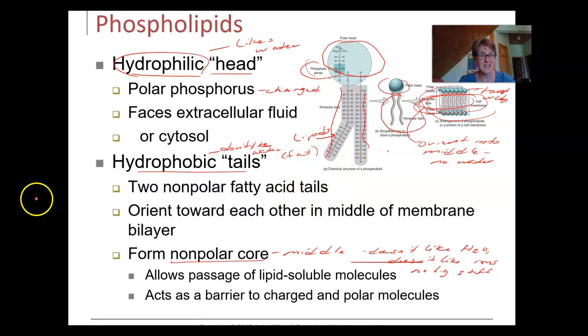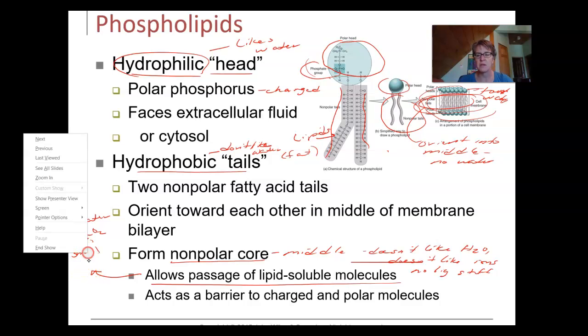Nothing can enter into and out of the cell through this bilayer. Unfortunately, it does allow some things to go through. I'm not sure if this is a later slide or not, so let's just talk about this. What does it allow through? It allows through oxygen, carbon dioxide. It allows water to go through. And then another thing that's kind of scary is that it allows small lipids.